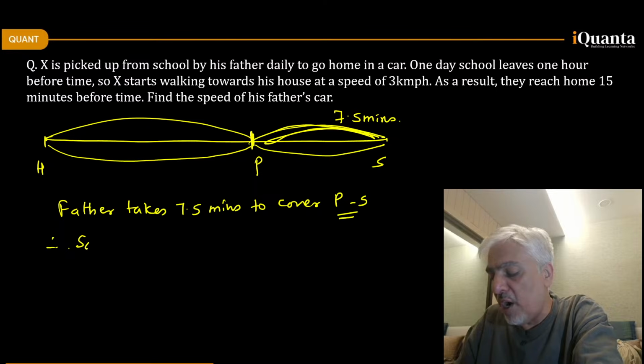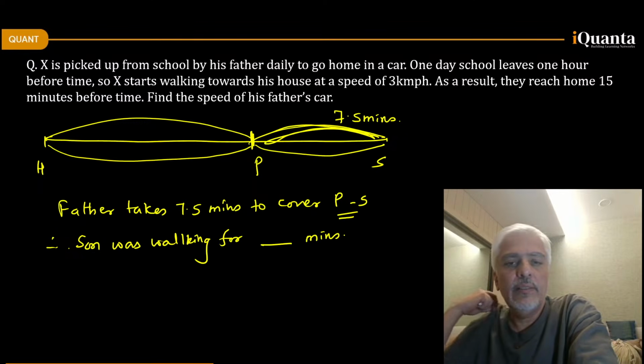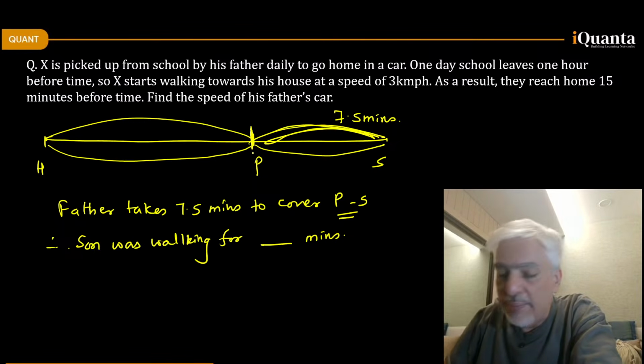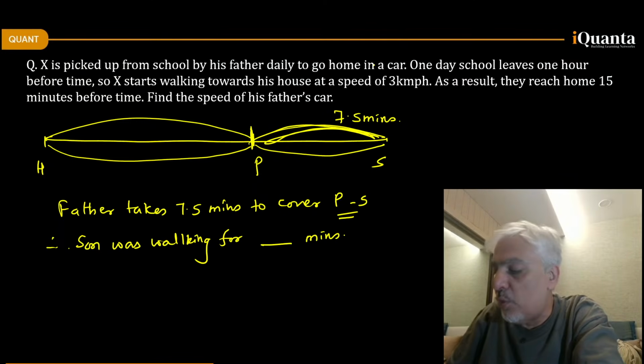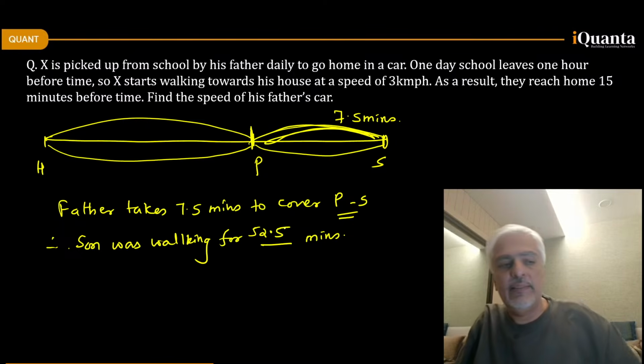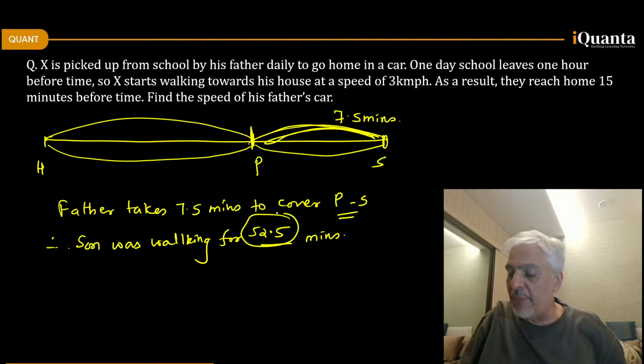Therefore, son was walking for how long? Son was walking for how many minutes? Tell me somebody. Father has reached 7.5 minutes before 3 o'clock over here. Son has started walking at 2 o'clock. So son was walking for 52.5 minutes. Everybody got this? Everybody check whether you have understood. Son is walking for 52.5 minutes because the full 60 minutes of 1 hour minus that 7.5 minutes.